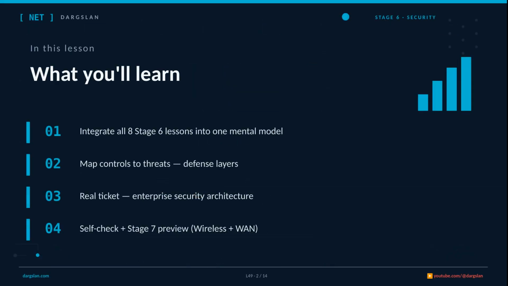Here's how we'll get there. First, we'll weave all 8 Stage 6 lessons into one unified mental model. Then, we'll map specific controls back to the threats they neutralize, building out the defense layers. After that, you'll work through a real enterprise security architecture ticket, the kind of scenario you'd face on the job. And we'll close with a self-check and a quick preview of Stage 7, where we shift into wireless and WAN.